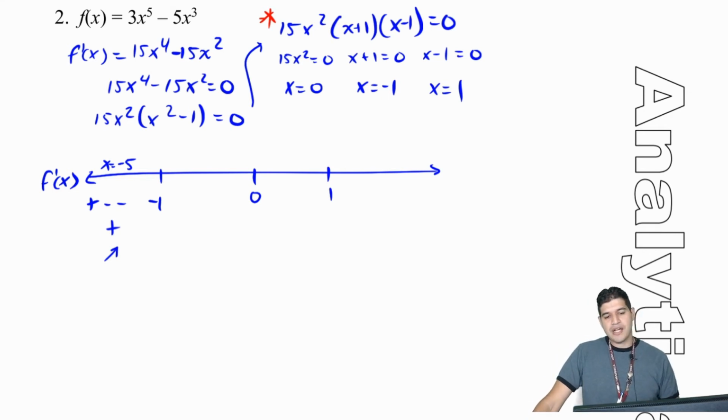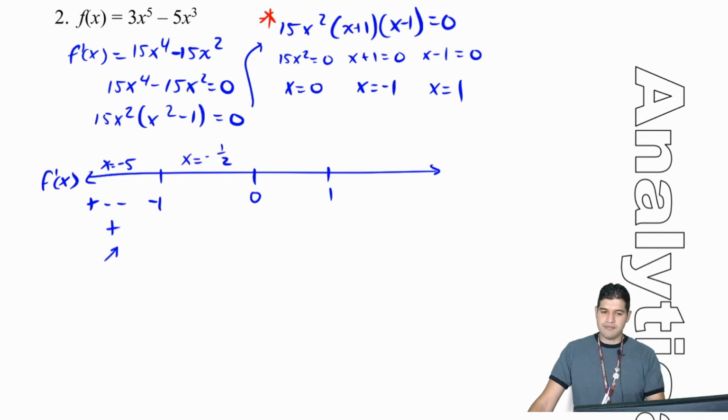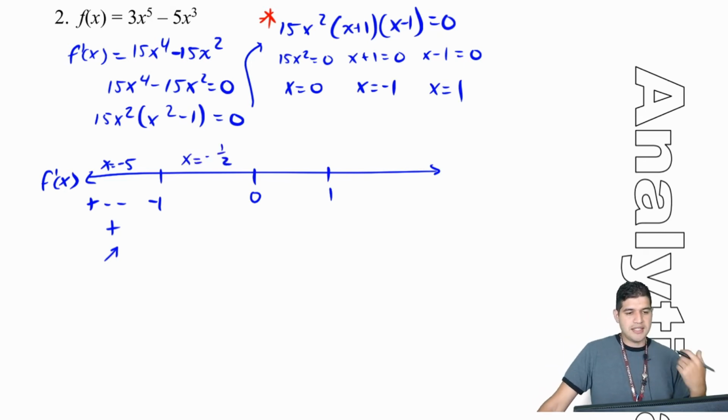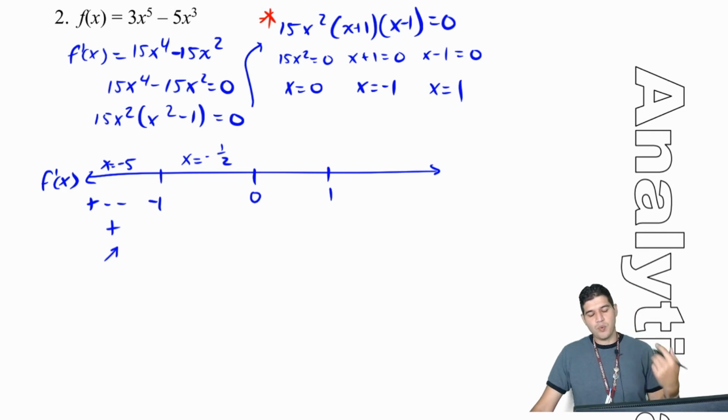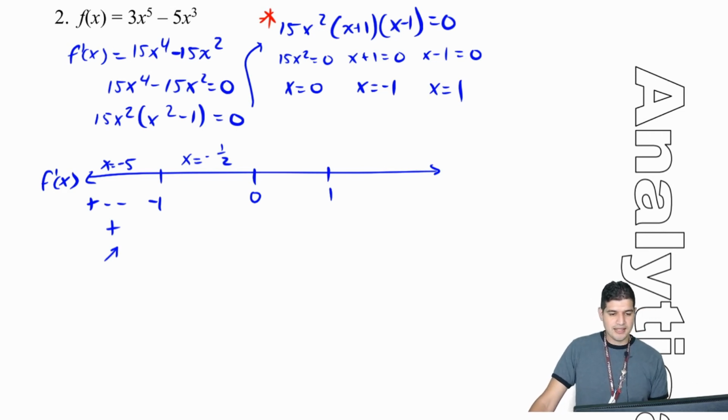So now I'll use a value in between -1 and 0. So I'll just say, okay, x equals -1/2. You could use another value if you want. And then I just see what happens. So -1/2 squared times 15, I'm going to get a positive. -1/2 plus 1, I'm going to get a positive. And then -1/2 minus 1, I'm going to get a negative. So positive times negative, I get a negative result in the end, which means that my function will be decreasing.